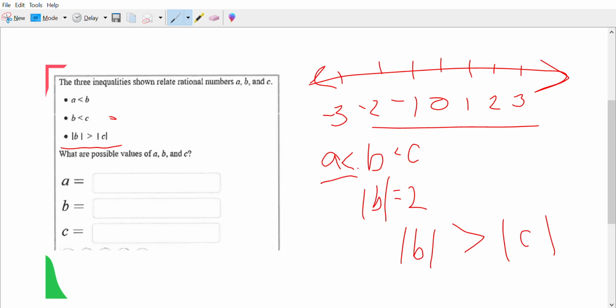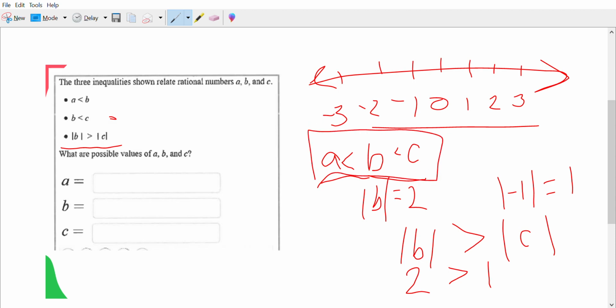Because A is still less than B, -3 is less than -2, B is less than C, -2 is less than -1, but your absolute value of B, which is 2, is greater than the absolute value of C, because the absolute value of -1 is 1, and 2 is greater than 1. So as long as you have your three values for A, B, and C in the negatives, and they go in the order of A, B, C, you are correct.